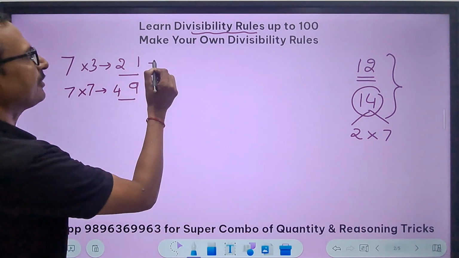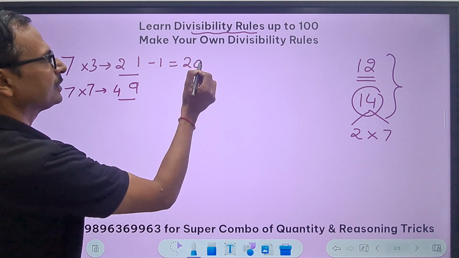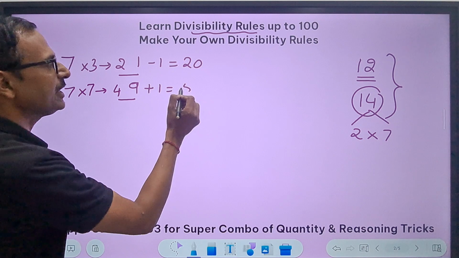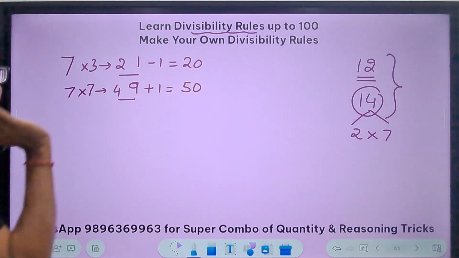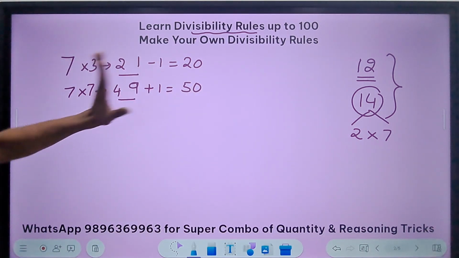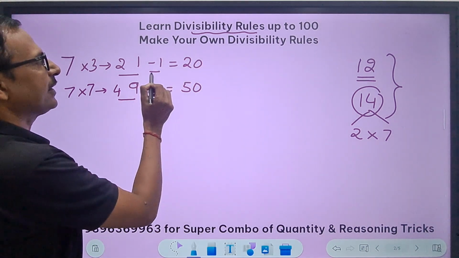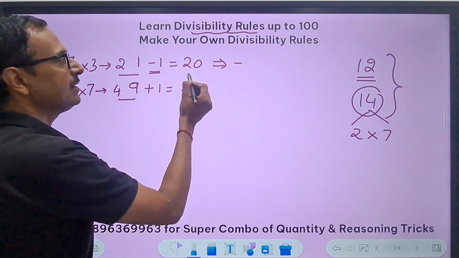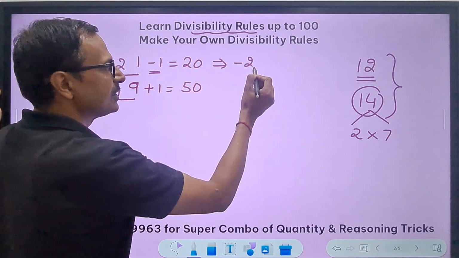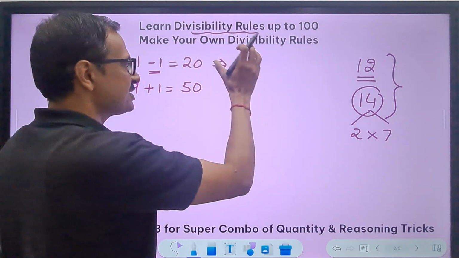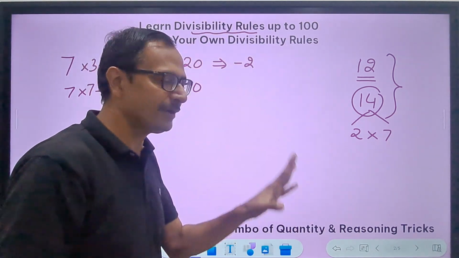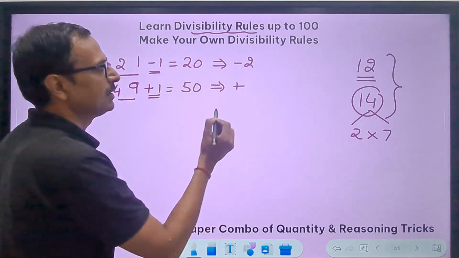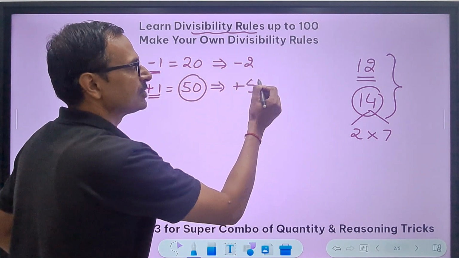Now if I subtract 1 from this, I get 20, a rounded number of tens here, and if I add 1 to this, I get 50, again a rounded number of tens. Now this is the first step. I subtracted 1, so minus, and how many tens are there? 2 tens. So this minus 2 is given a special name in divisibility rules. I'll tell you later. Similarly here I added 1, so plus, and how many tens? 5 tens. So plus 5.